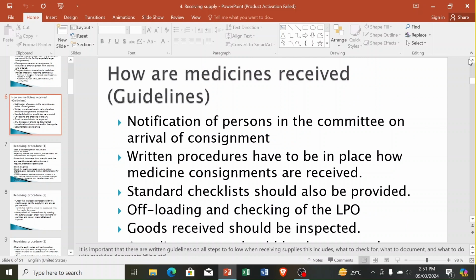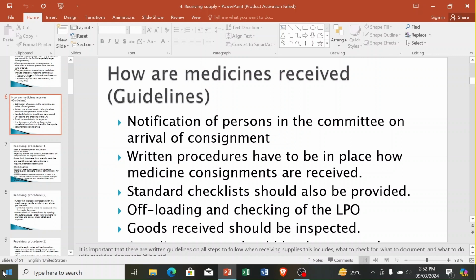These are the steps we need to follow when we are receiving medicines. One is notification of the persons in the committee on arrival of the consignment. Before the consignment is brought, a supplier sends information that they are bringing the consignment, maybe on Monday. So it gives us a specific period of time to inform these people so that when the consignment arrives, they are available.